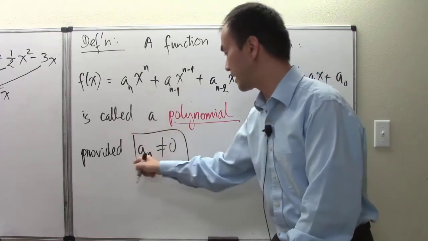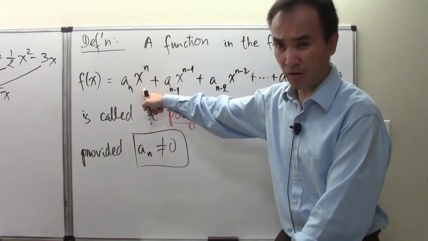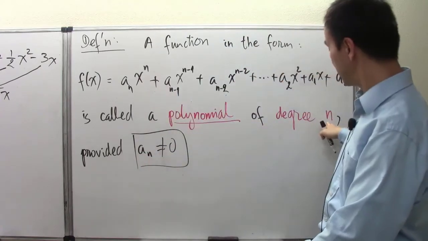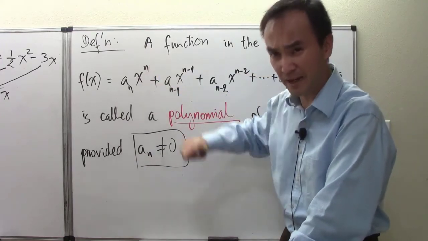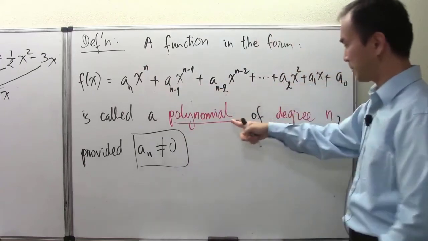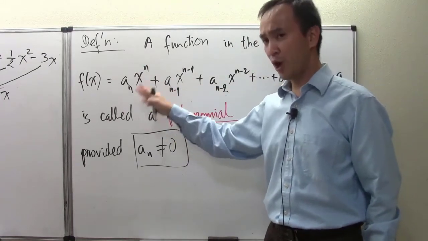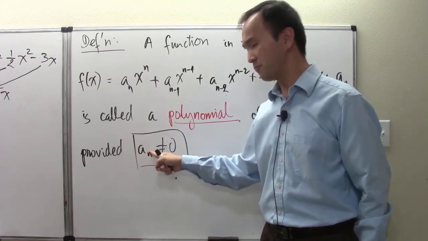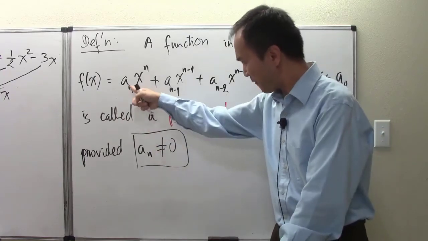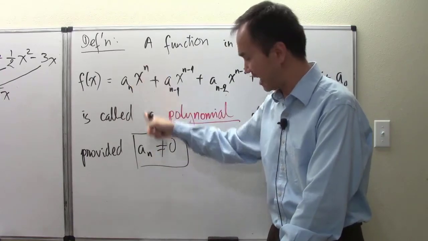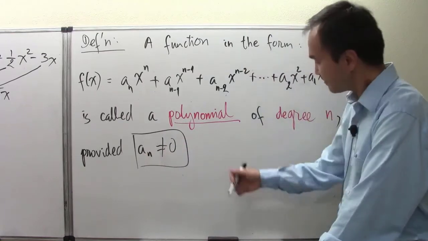So provided a sub n, the coefficient with the highest power, and you can see that I call this degree n, where I'm writing this general setting with the highest power to be the n power. So this polynomial is called a polynomial of degree n. But then in order to call it degree n, we have to make sure that the coefficient with the n power here has to be a non-zero coefficient.